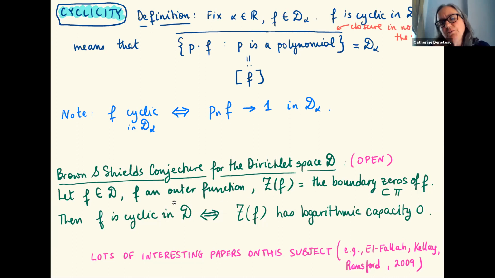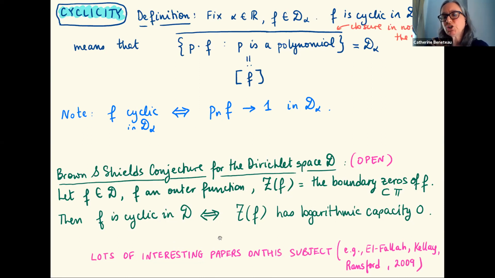We know from what Tom said already that cyclic functions in the Hardy space are outer, so it must be cyclic in the Hardy space for sure, because that's a bigger space. So if you take an outer function in the Dirichlet space and you consider the boundary zeros, so I'm being kind of loosey-goosey about this, but we saw that f has boundary values quasi everywhere for the Dirichlet space. So if you take those boundary values that are the zeros of f, then the Brown and Shields conjecture says that cyclicity in D is equivalent to this boundary zero set being not too big, and it's not too big in the sense that it has logarithmic capacity 0, okay?